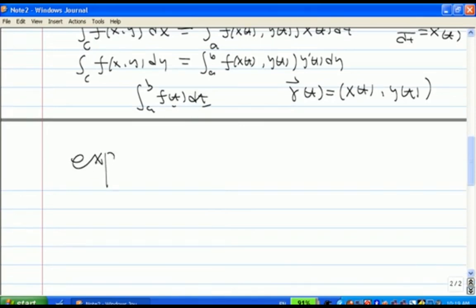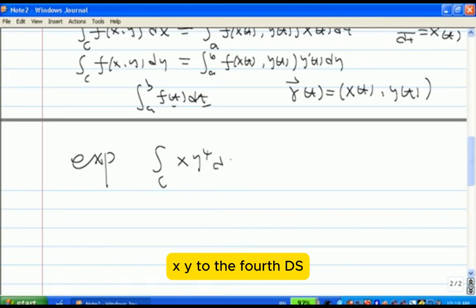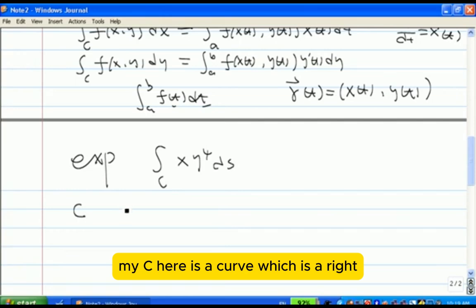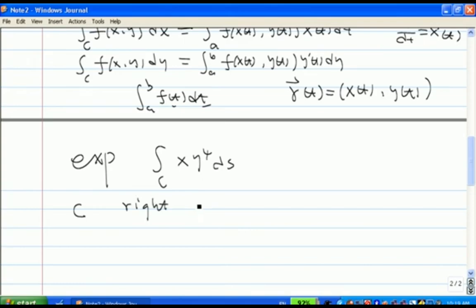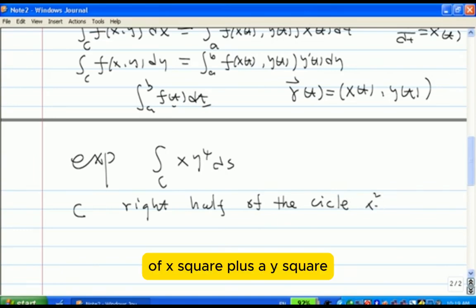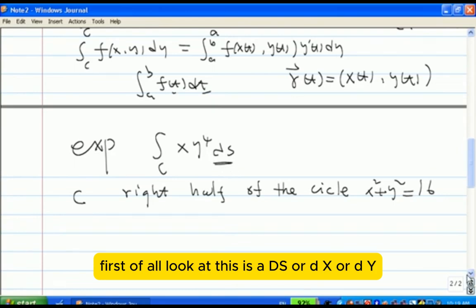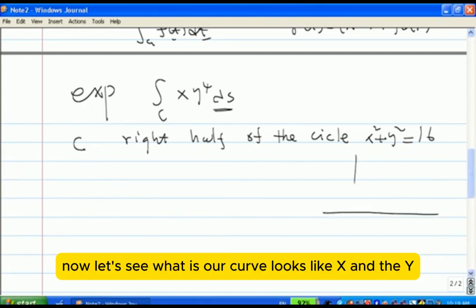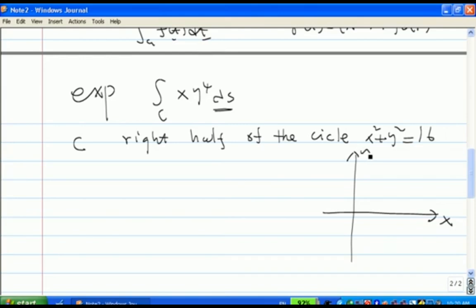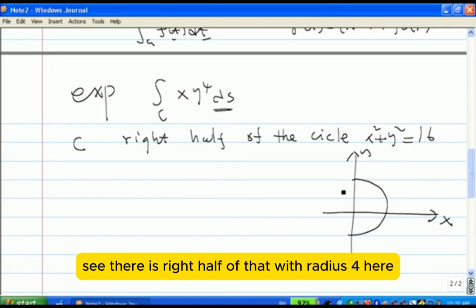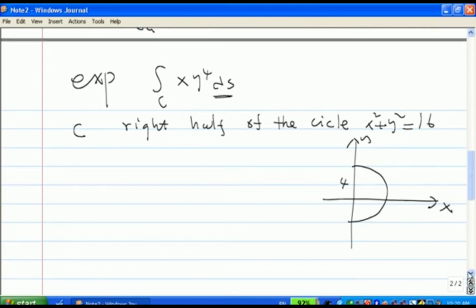Okay, first example. We want to evaluate this line integral over C of x y to the fourth ds. My C here is a curve, which is the right half of the circle x squared plus y squared equals 16. So once you've got a line integral, first of all, look at this. Is it ds or dx or dy? Now let's see what our curve looks like, x and y. They said C is the right half of that circle with radius 4. So this is our C.